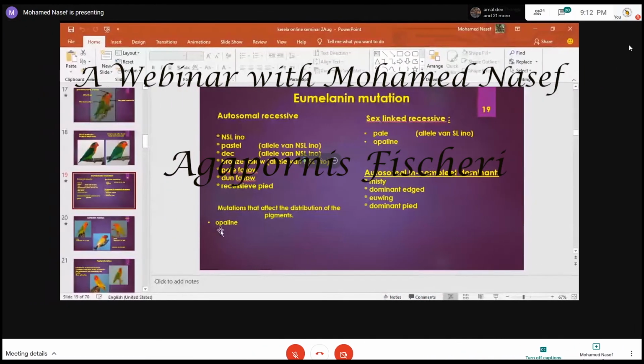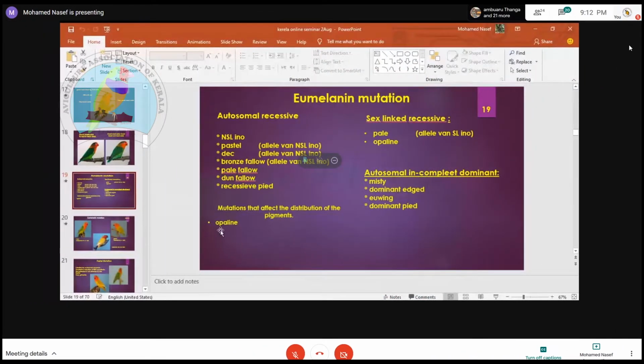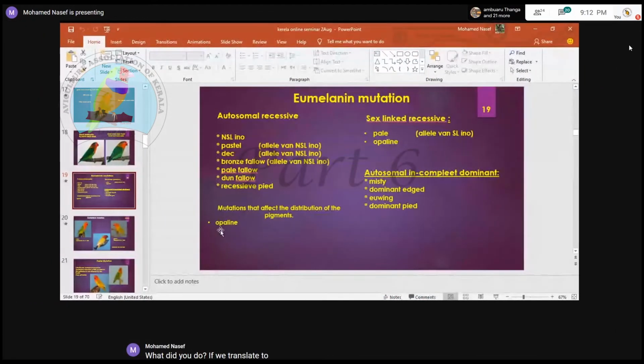What is yellow? If we translate to a biological formula, yellow is a psittacin pigment. So we have psittacin mutations.